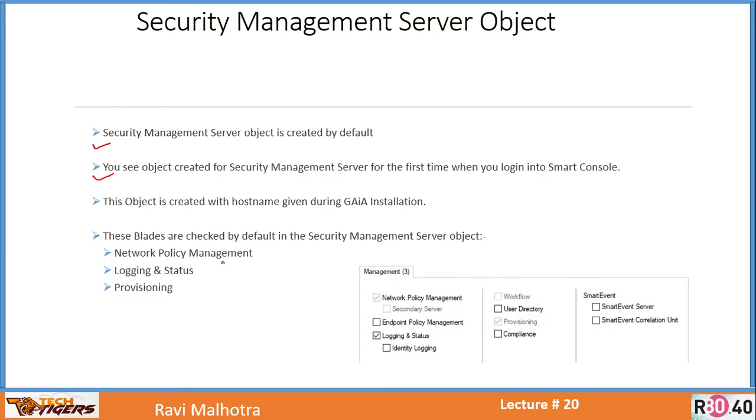These blades are checked by default in the security management server. One you will see is network policy management. This option is checked by default. The other option is logging and status. That's the second option. And the third option is provisioning. These three are created for you by default. Let me now take you to my dashboard.